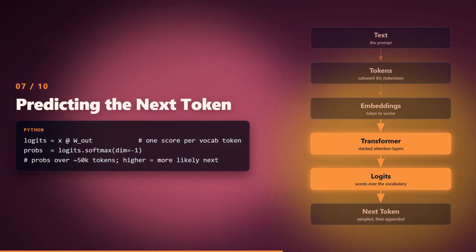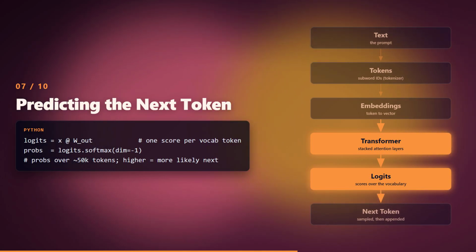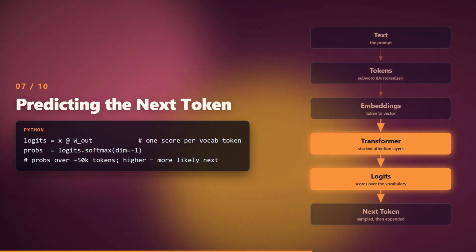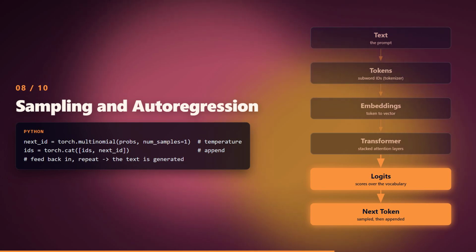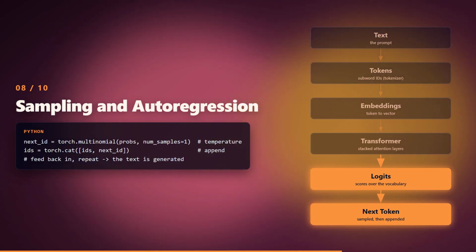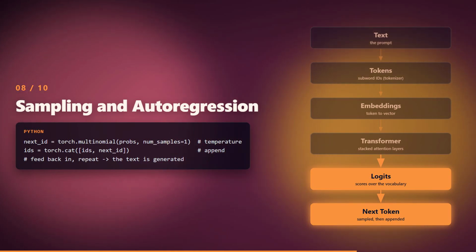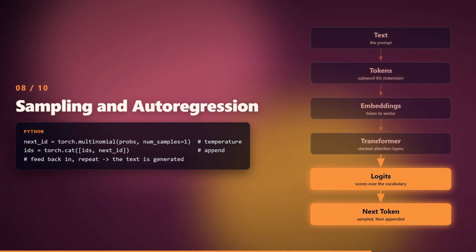After the final layer, the model projects each vector onto the whole vocabulary to get logits, one score per possible token. A softmax turns those scores into probabilities. Finally, the model samples a token from that distribution, where temperature controls how adventurous it is. It appends the new token to the input and runs the whole thing again. That loop is how an LLM writes text.